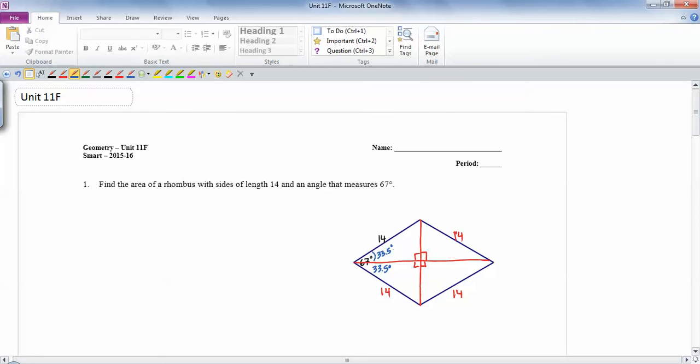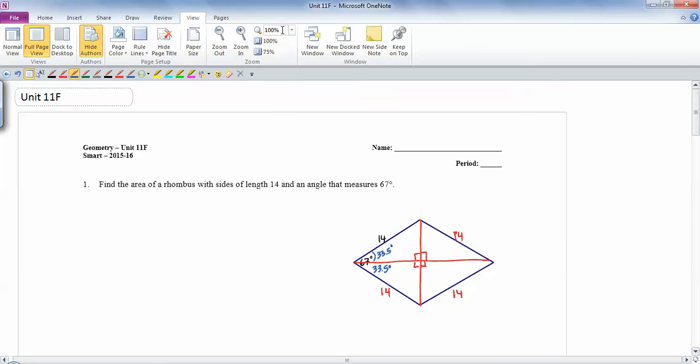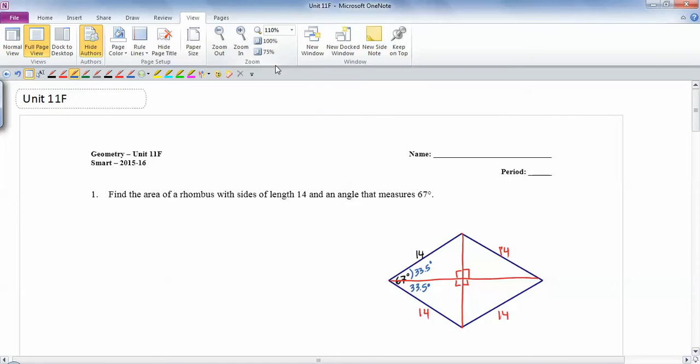Let me zoom in a little bit on this. There we go. That's a little bit better. Okay. I'll call this part y and this part x right there. So let's do sine to get y. Sine of 33.5 is the opposite side over the hypotenuse. So if I multiply over the 14 and plug that into a calculator in degree mode, I'm going to get y is 7.727118.